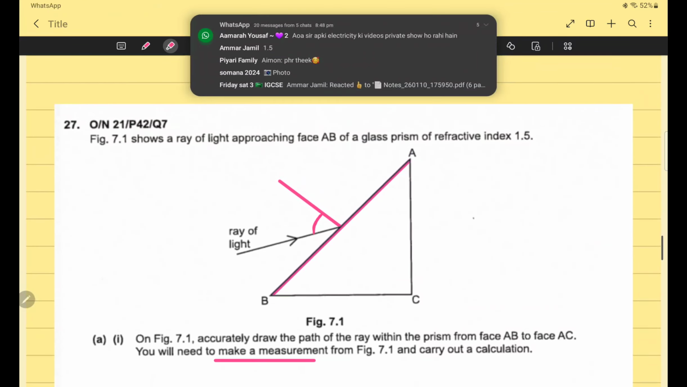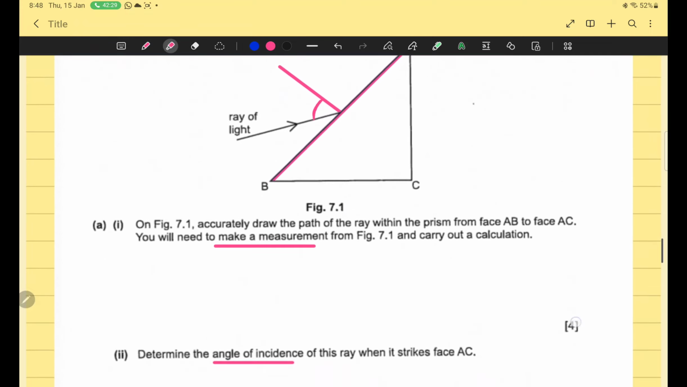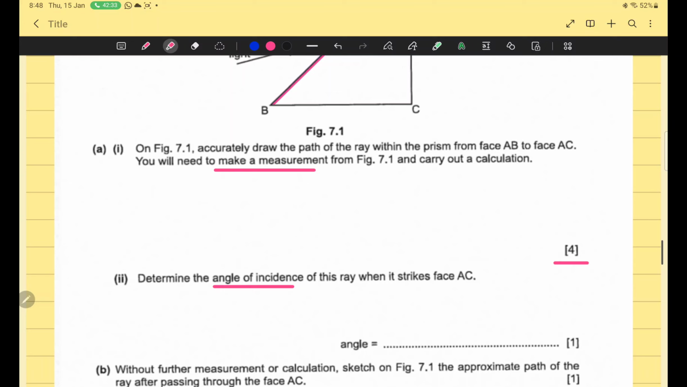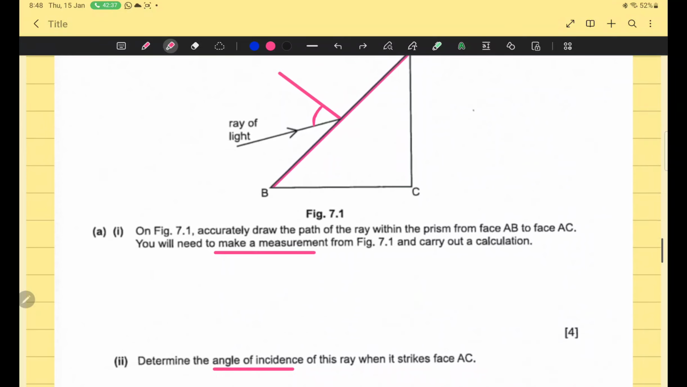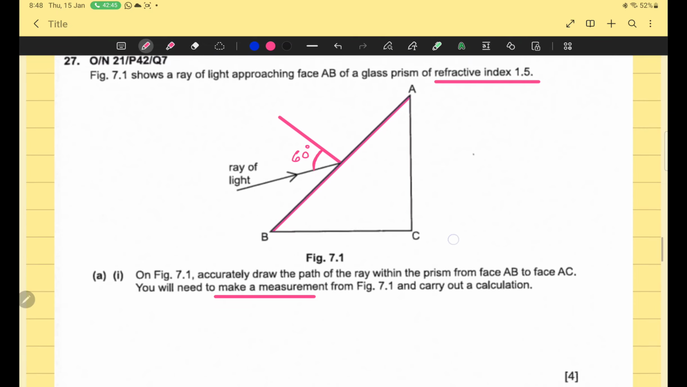And refractive index is 1.5. This is a 4 mark question. So when you measure, this angle is 60 degree. You are given refractive index.